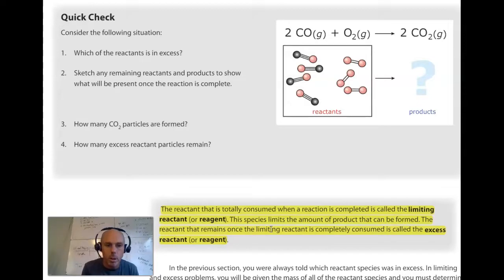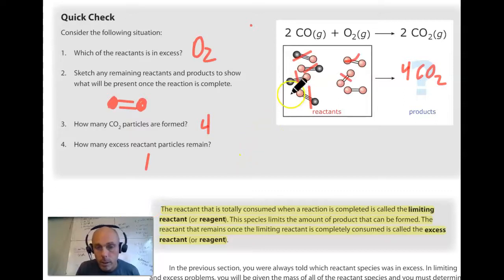Take a moment to do the quick check, pause the video, come back and see how you did. So what I did is, looking at the equation here, the 2 COs to 1 O2, I crossed out 2 COs and 1 O2 and said, all right, well, 2 COs react, that would be 1 O2. Then I crossed out another 2 COs and another O2, and I've run out of CO, so the reaction can't proceed anymore. And what we're left with, as we can see, is a single O2 molecule.